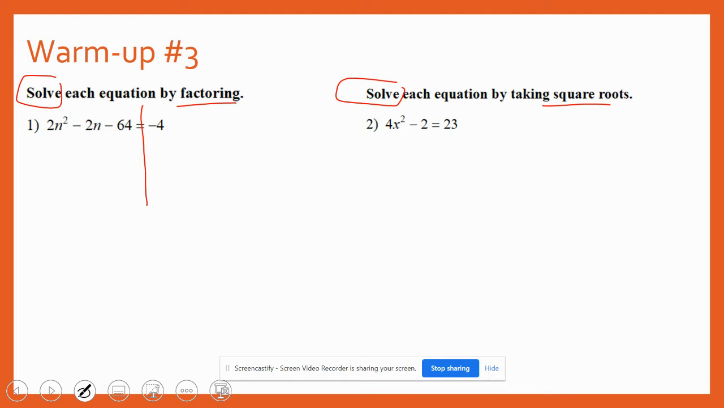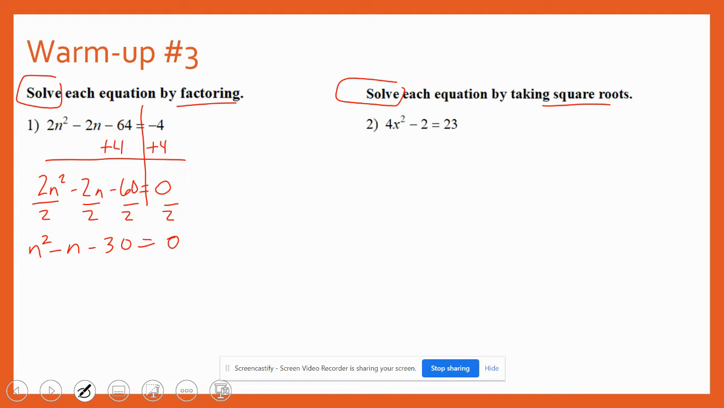So if we're going to solve by factoring, we have to set everything equal to 0. So I'm going to move that 4 over. And I can start factoring right now, but what I notice is that there's twos. They're both twos here, and I know 2 goes into 60. So I'm going to divide both sides by 2 and make this a lot easier.